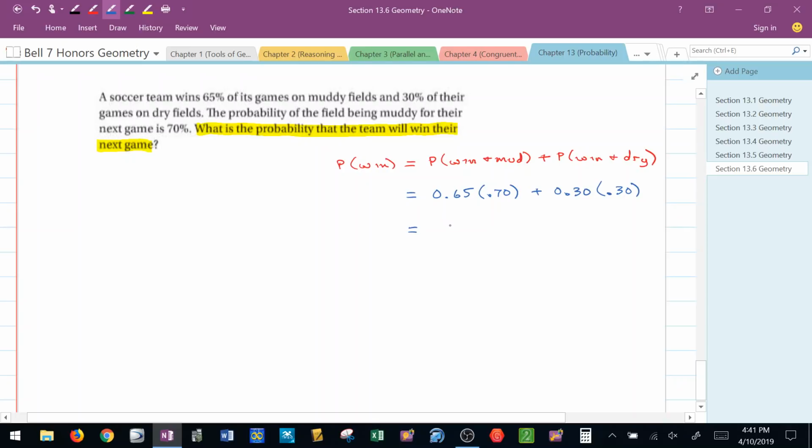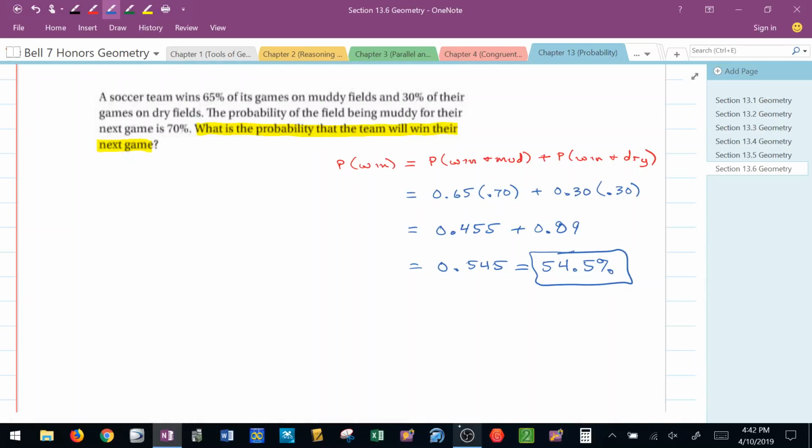All right. So if I do the arithmetic here, I get 0.65 times 0.70 would give me 0.455. And 0.30 times 0.30 would give me 0.09. Sorry. 0.09. If I add these together, I get 0.545, which would be 54.5%. So there's a good chance that they're going to win, all right, given no matter what the conditions are. There's a more than 50% chance that they're going to win.